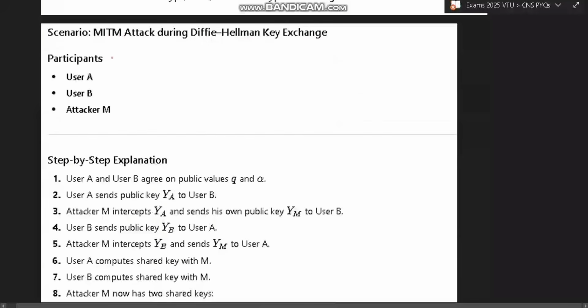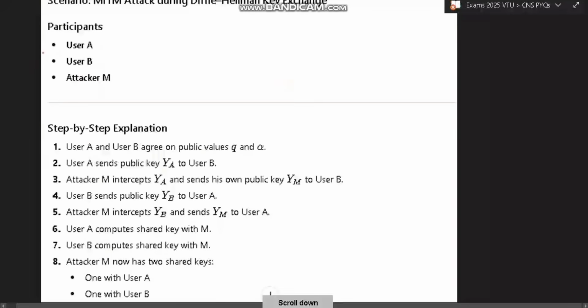For the scenario, the diagram would be very simple. You make A and B, and M will be in the middle, and the messages are exchanged from here and from here. The message sent from M to A is YM, and the public key sent to B is also YM. If I explain this scenario, it will be much clearer. The participants in this whole diagram are three: user A, user B, and attacker M.